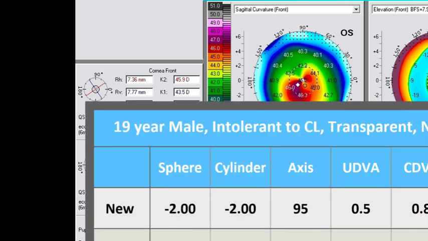Now, this is the vision of the patient. This is the left eye. His old glasses is minus 1.25, and the best corrected visual acuity is 0.6. Now, I did a new refraction for him, and I could reach 0.8 by minus 2 sphere, minus 2 cylinder. And potential visual acuity was 10 over 10. So this patient has good visual acuity, as you see.